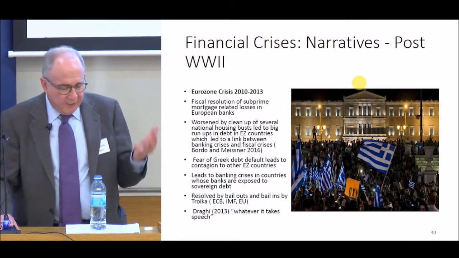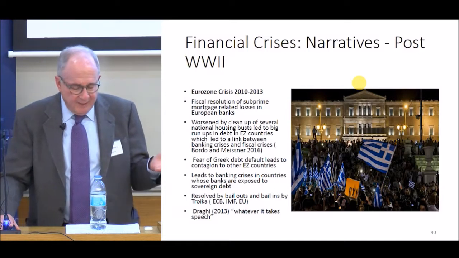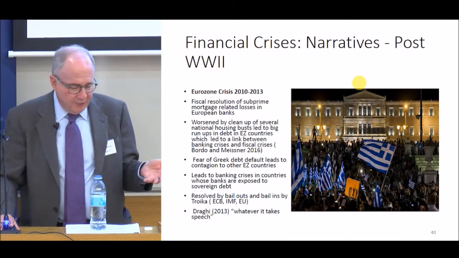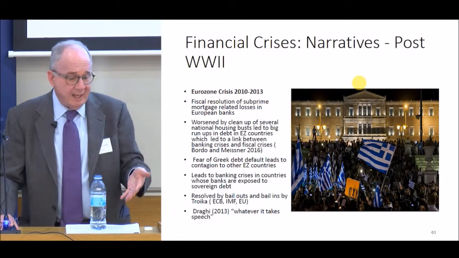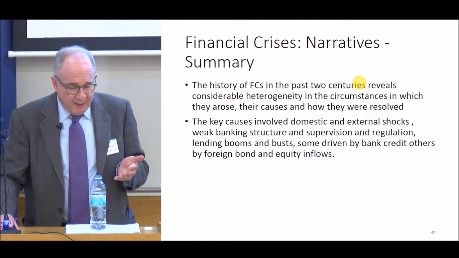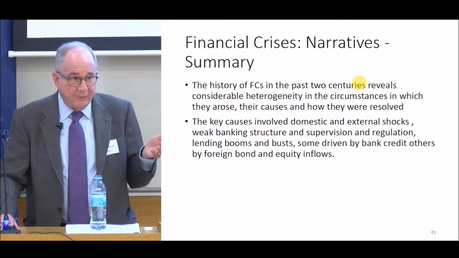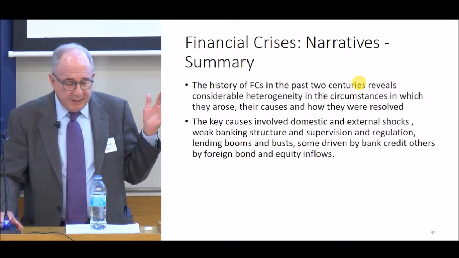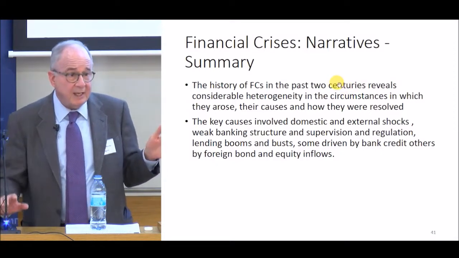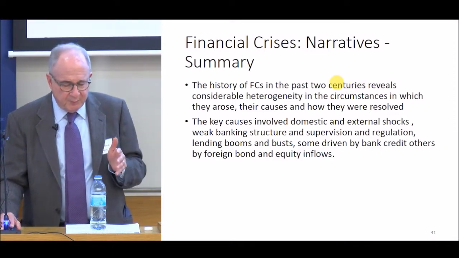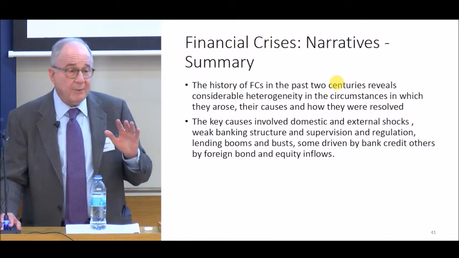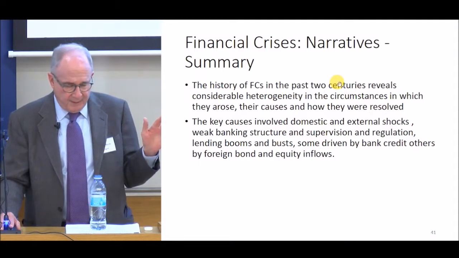And you get the banking crisis resolved by a bailout and a bail-in by the Troika and Draghi's whatever-it-takes speech. So let's put it all together. What does it tell us? It tells us that there's a lot of heterogeneity in the circumstances in which these crises arose. There were lots of causes.